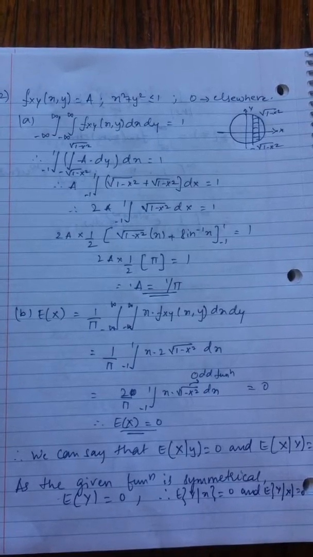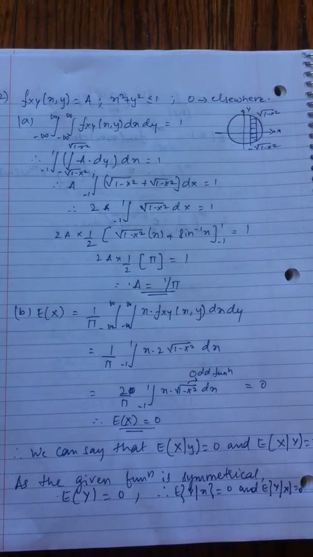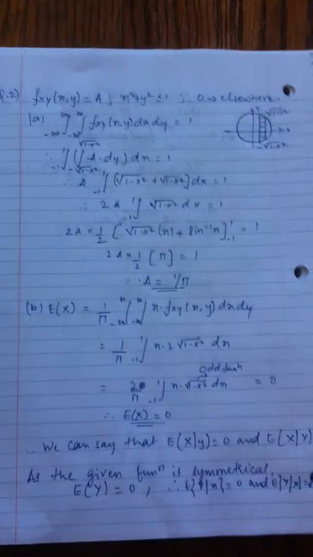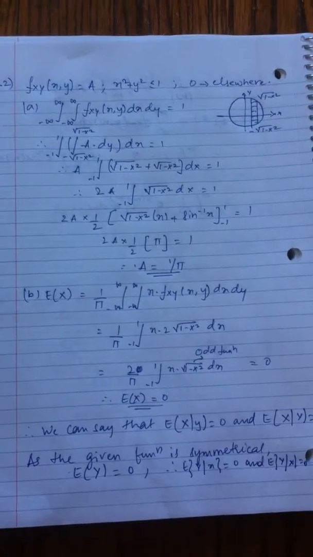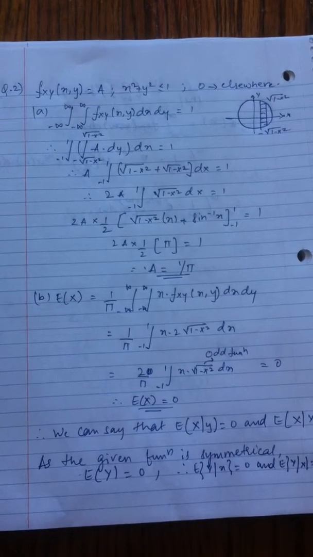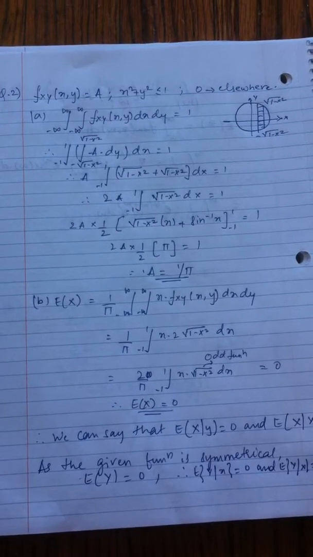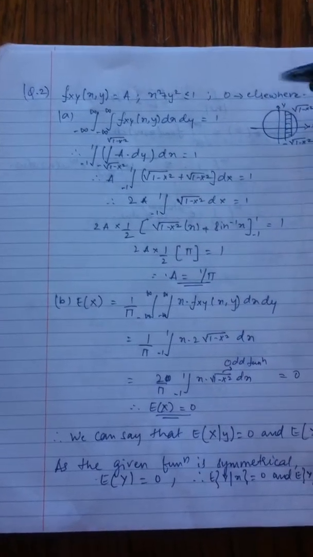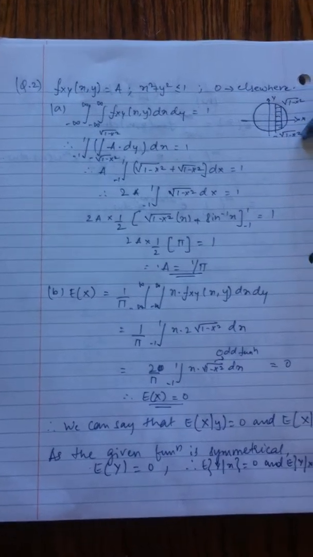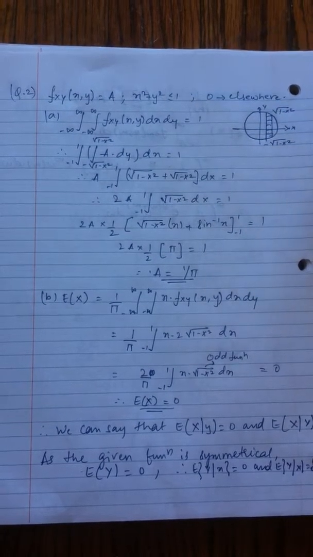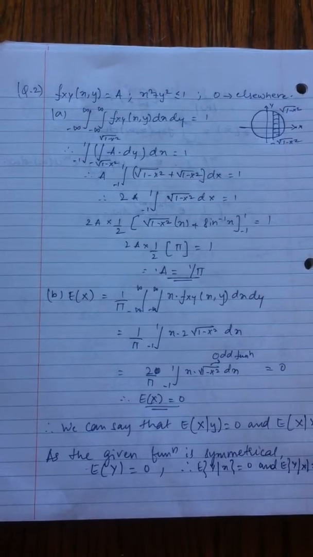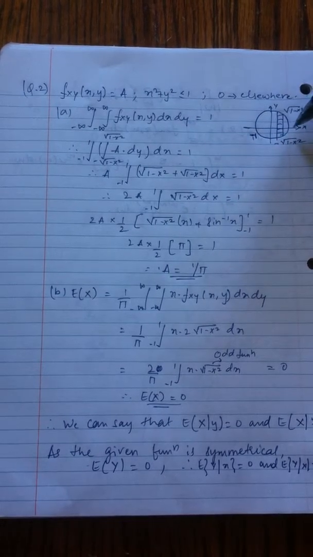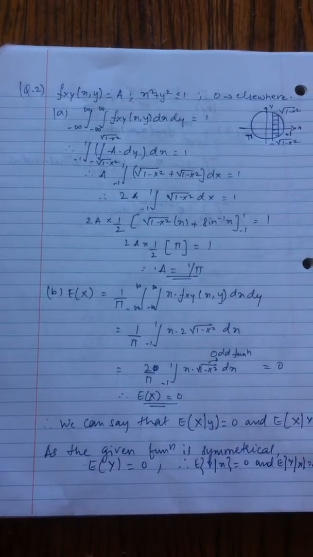We are told that f_XY(x, y) is equal to a, with the limits that x squared plus y squared is less than or equal to 1. So in the first part we have to find the value of a. Since this is the equation of a circle, y ranges from minus root of 1 minus x squared to root of 1 minus x squared, and x ranges from minus 1 to plus 1.